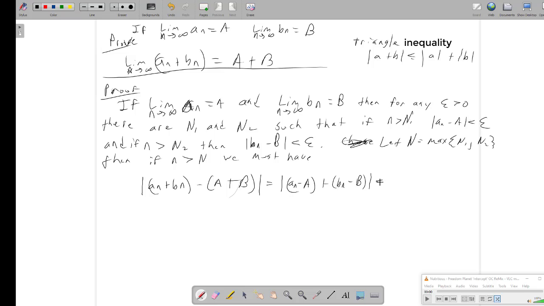So that means I can split this up as a sub n minus a in absolute value plus b sub n minus b in absolute value. And then we know those strictly are less than epsilon and epsilon. So 2 epsilon. And honestly, that's the proof.